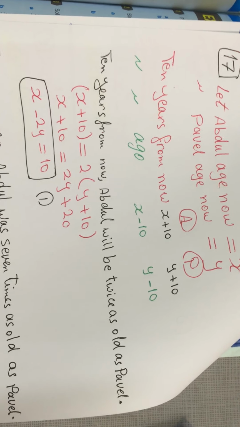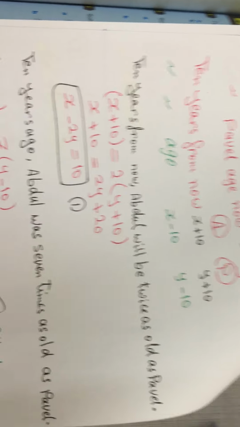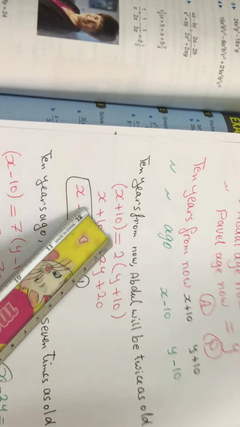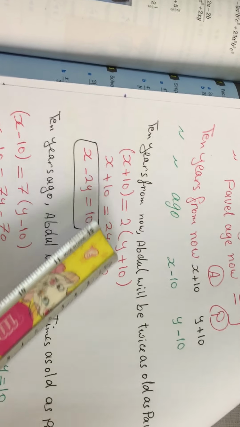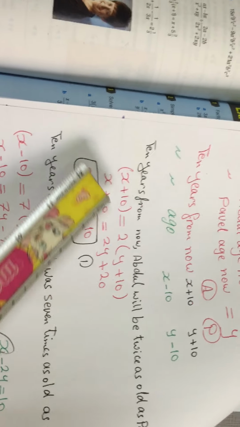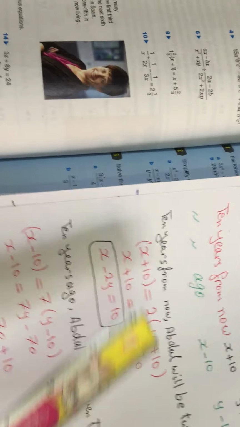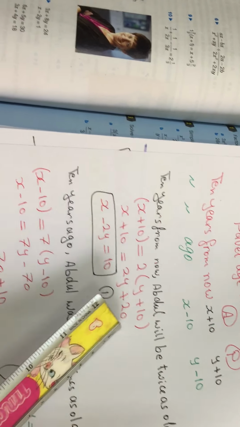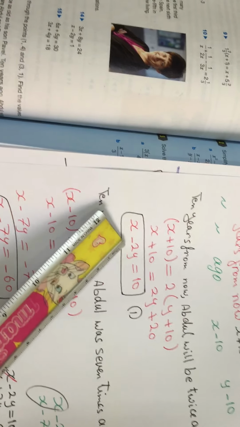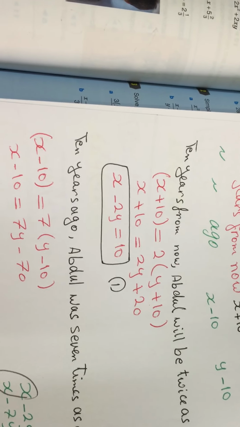I wrote the part from the problem as you see in black, and the equation I decide to write here. So here, this is the age of the father after 10 years is twice the age of the son after 10 years. Solve or simplify these two parts and make just one equation. x plus 10 equal to 2y plus 20. Take x and y aside and the number on another side. So we have the first equation, x minus 2y equal 10. Okay, I stop here.